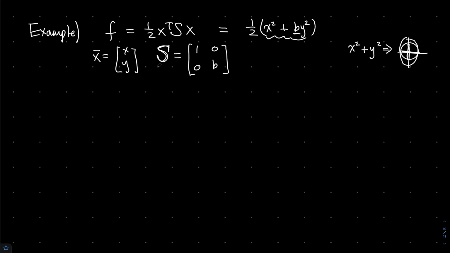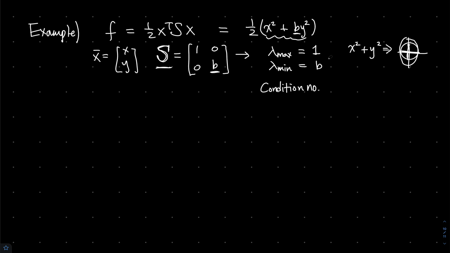Now, for this matrix S, what are its eigenvalues? Its eigenvalues are 1 and b. Let me write them as lambda max and lambda min. Here we are assuming that b is smaller than 1. So lambda max is 1, lambda min is b. Now let me introduce a concept called the condition number.